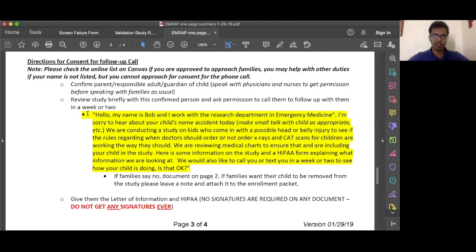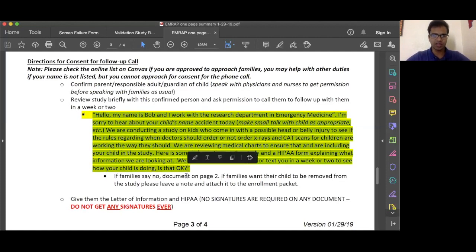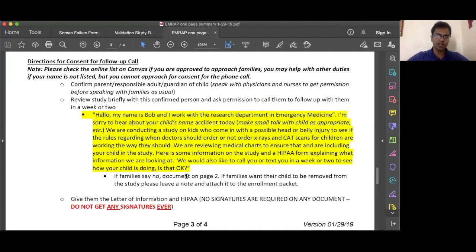Now, on your one-page summary, there is a script laid out for you on what you're going to say to the family members. So you start off by just introducing yourself. Be like, hello, my name is Hari. I'm part of the research department here in the ED.